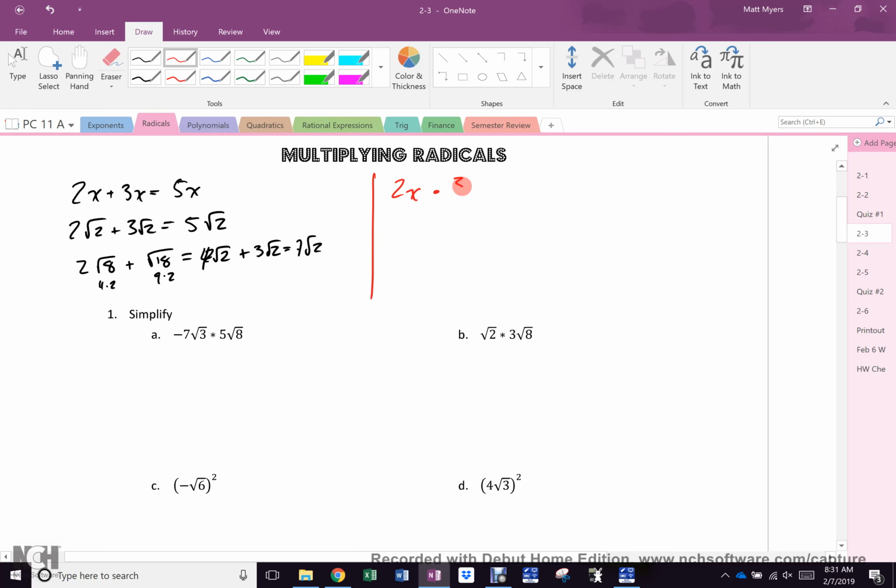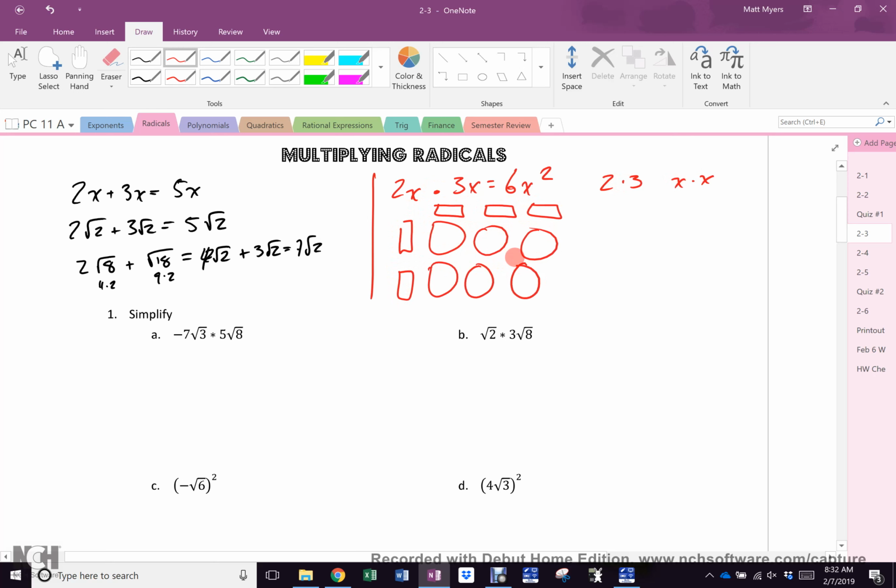2x times 3x is what? Now say it. 6x squared. Why? It's okay, Sarah. Why? Because it's 2 times 3 and x times x, right? The coefficients multiply, the arguments multiply. If I had to draw it out with those silly algebra tiles, 2 x's, 3 x's, 1, 2, 3, 4, 5, 6 x squared's in the middle, yes?